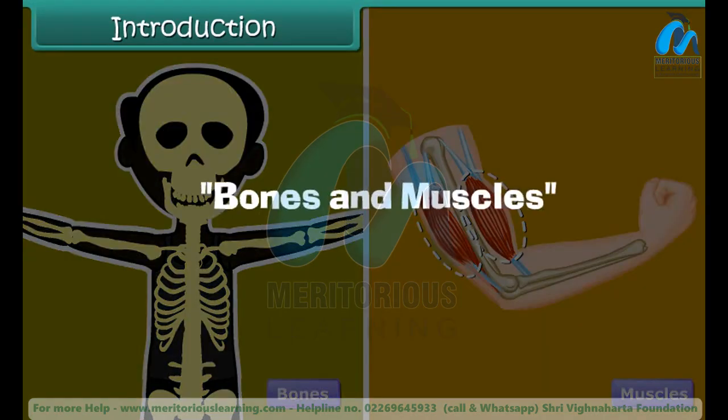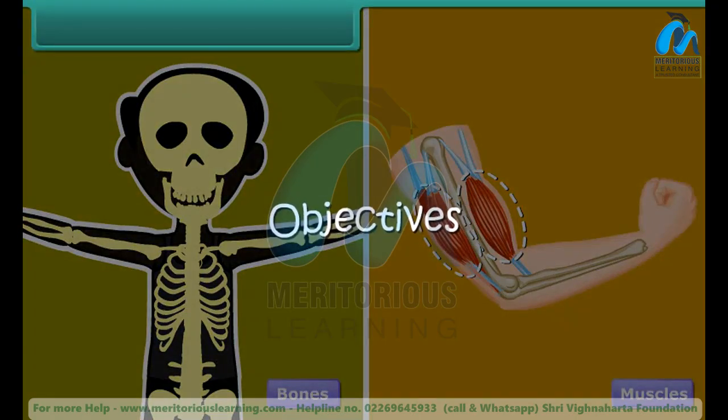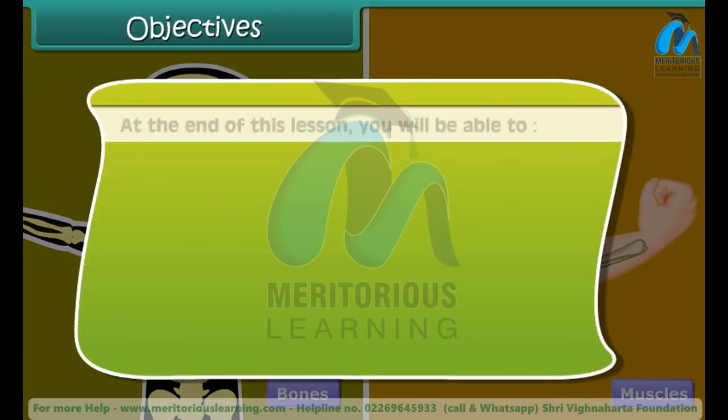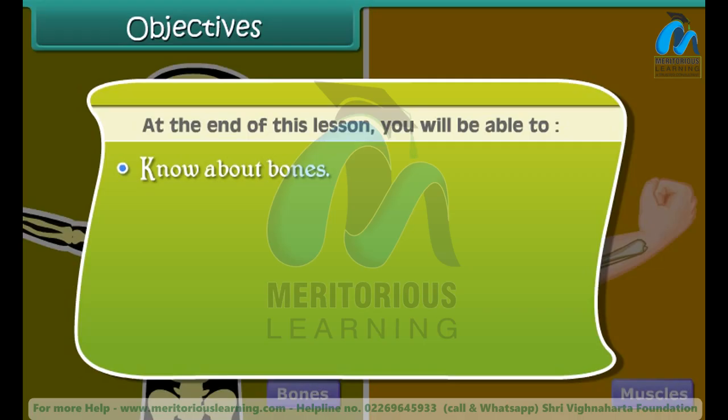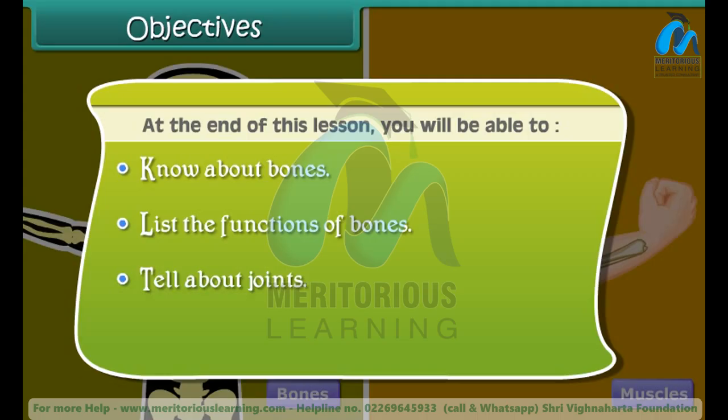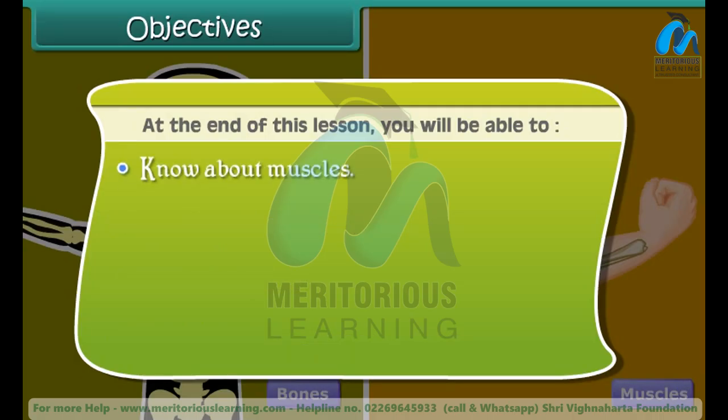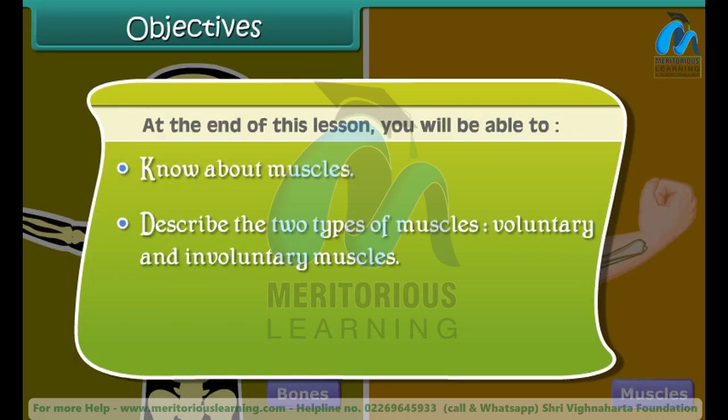Bones and muscles. Objectives. At the end of this lesson, you will be able to know about bones, list the functions of bones, tell about joints, explain different types of joints, know about muscles, describe the two types of muscles, voluntary and involuntary muscles, discuss the functions of the muscles.